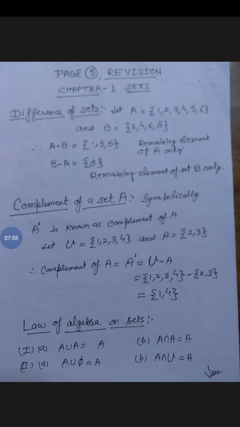Now come to difference of set. Set A and B are given here. So what is A minus B? जो दोनों में कॉमन होंगे वो छोड़ देंगे और जो एलिमेंट A में बचेंगे. So 1, 3, 5 is remaining in the set A. You will write as A minus B here. Similarly, if you have to show B minus A, then you will write only the remaining element of B because 2, 4, 6 are repeating in set A as well as in set B. So what is remaining in set B? That is 8.